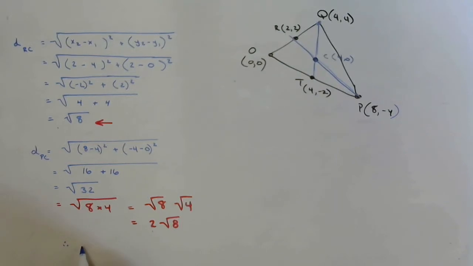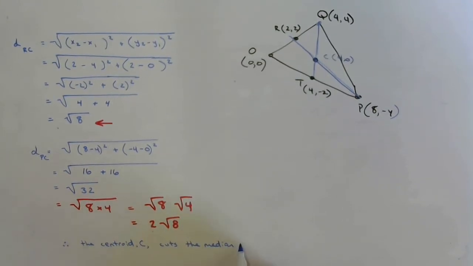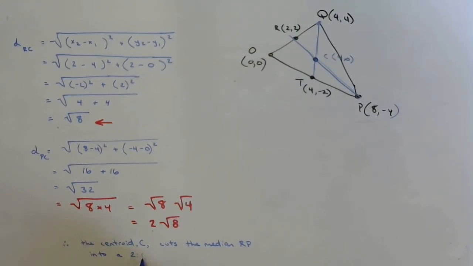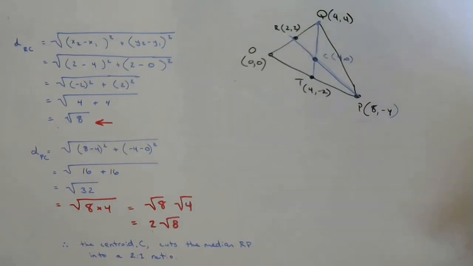Therefore, the centroid C cuts the median RP into a 2-to-1 ratio. Do you think that will be true for the other medians? Yes. Yeah, it's going to be consistent.